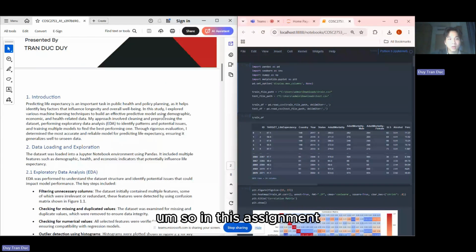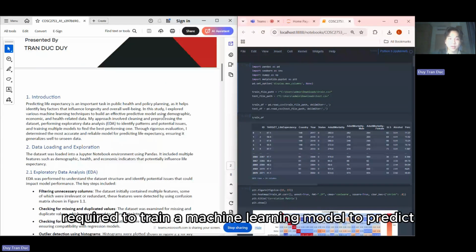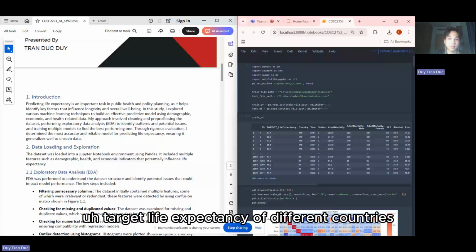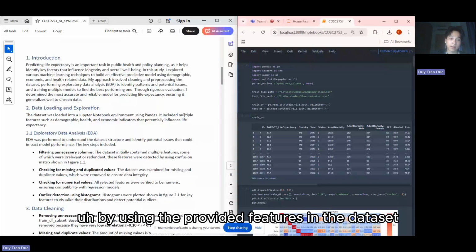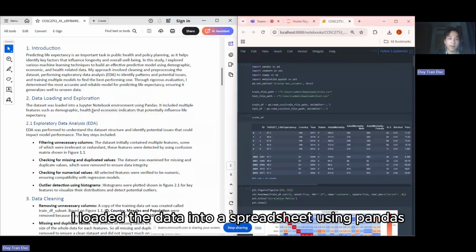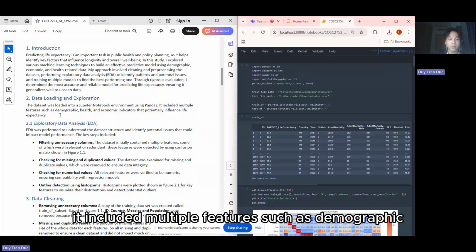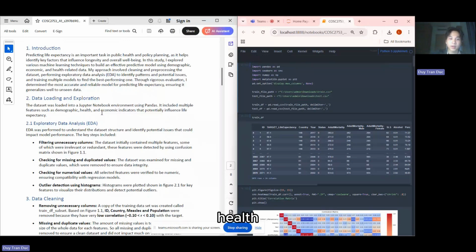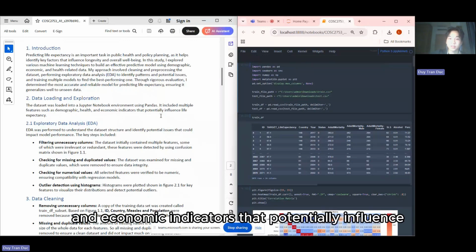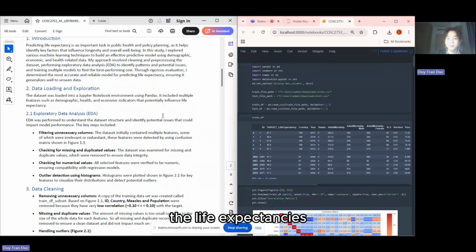So in this assignment, we were required to train a machine learning model to predict target life expectancies of different countries by using the provided features in the dataset. So first of all, I loaded the data into Jupyter Notebook using Pandas. It included multiple features such as demographic, health, and economic indicators that potentially influence the life expectancies.